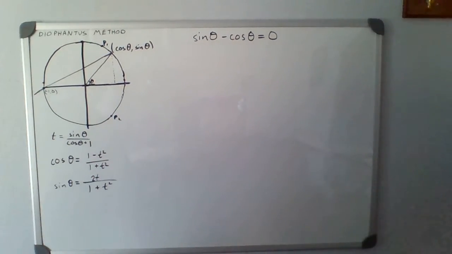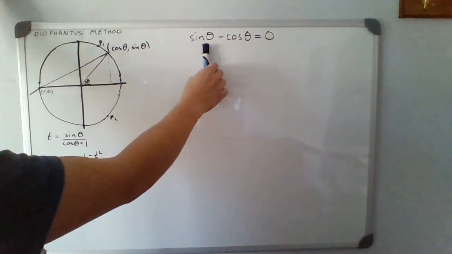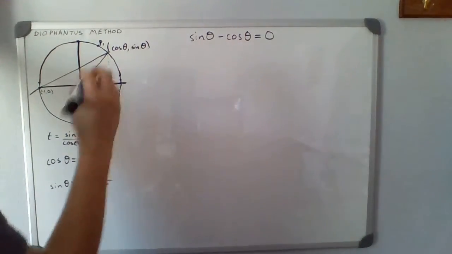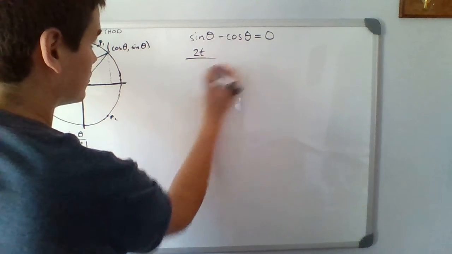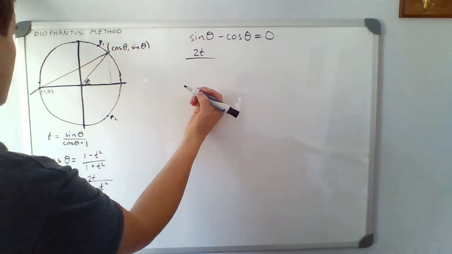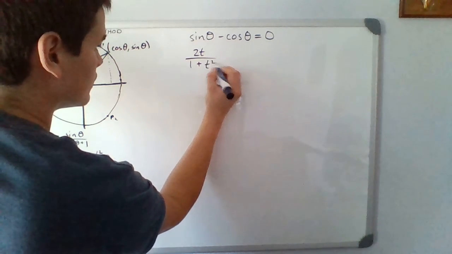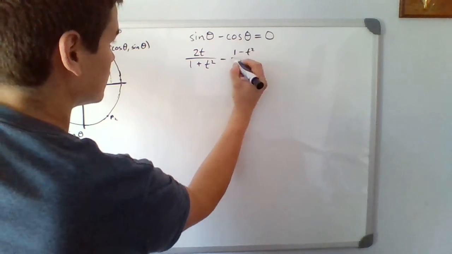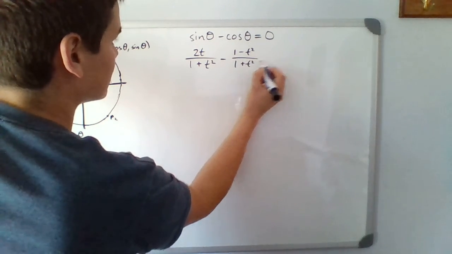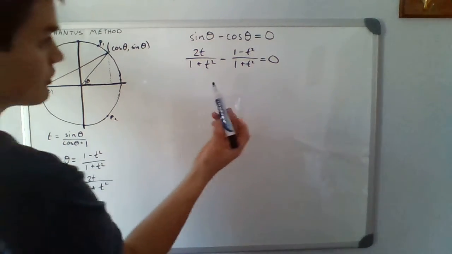Alright, so now I'm going to cover another situation in which this method is useful. We want to find the angle measurements when this statement is 0. So let's see if we can do that. I'm going to substitute these functions for the function with t. Okay, and then it's just a simple matter of combining these fractions.